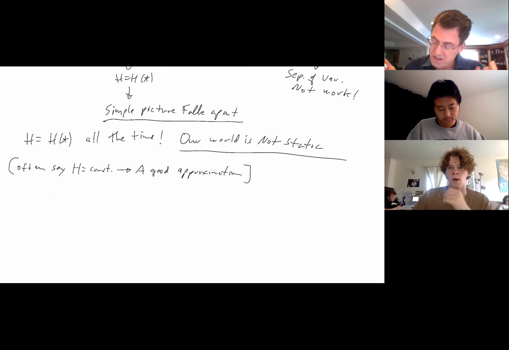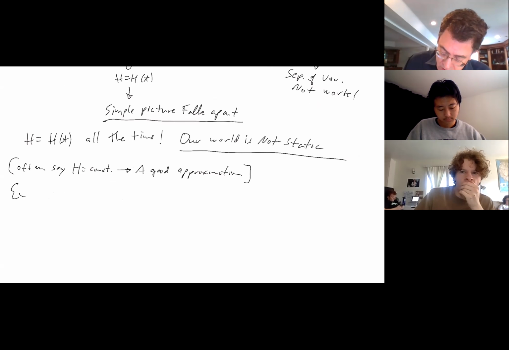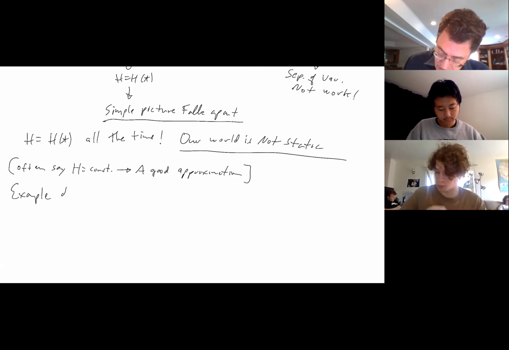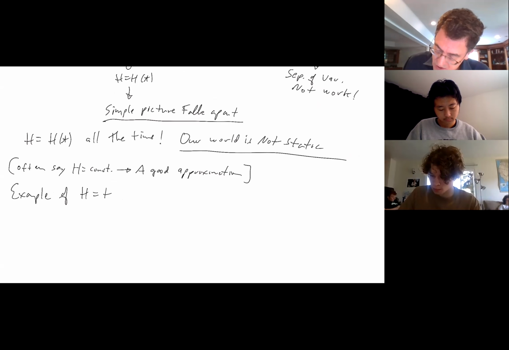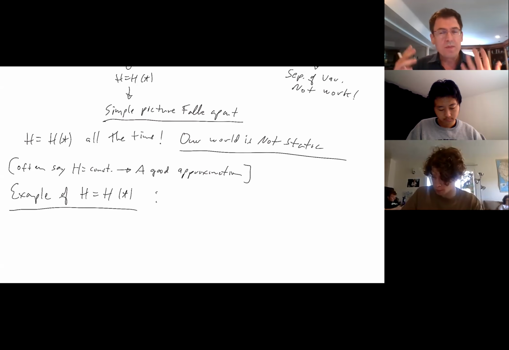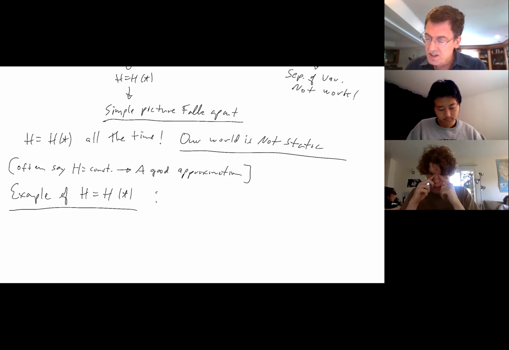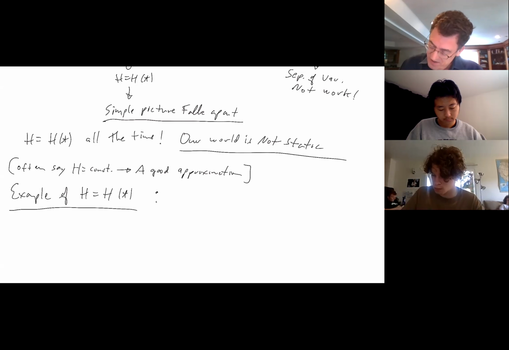So let's give an example of a Hamiltonian where the Hamiltonian is changing with time. There are many famous examples, but let's give one that you've seen before and that you think you understand, or you understand a little bit. Let's consider this example.